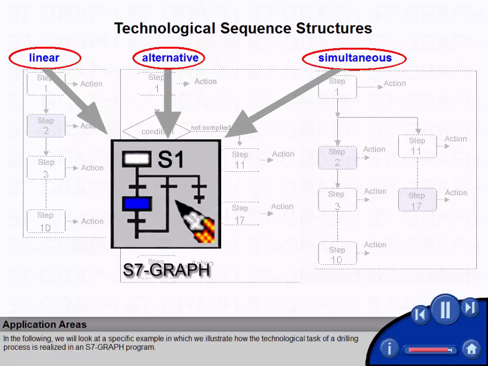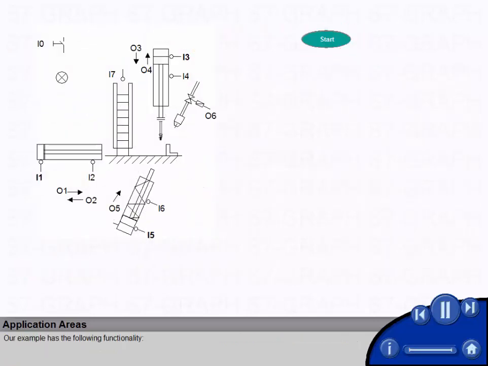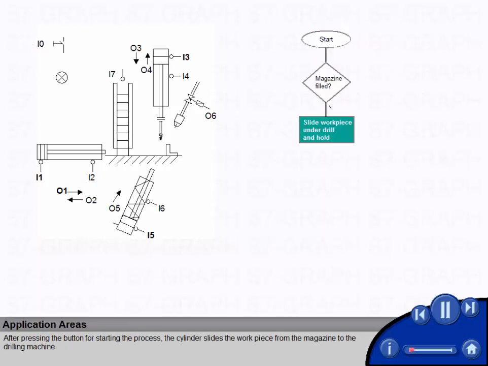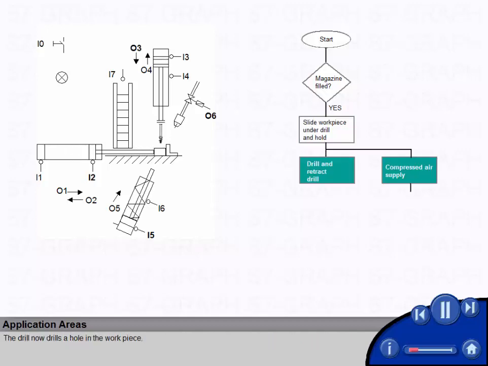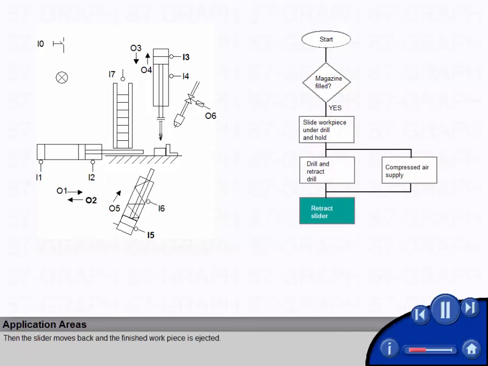In the following, we will look at a specific example in which we illustrate how the technological task of a drilling process is realized in an S7 Graph program. Our example has the following functionality. After pressing the button for starting the process, the cylinder slides the workpiece from the magazine to the drilling machine. The drill now drills a hole in the workpiece. During the drilling process, compressed air for chip removal is applied until the drill is back in the starting position. Then the slider moves back and the finished workpiece is ejected.